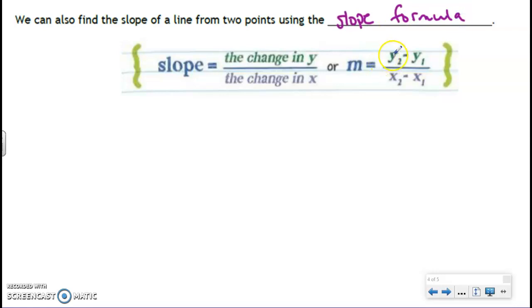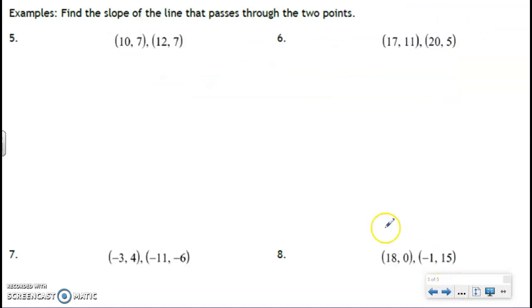Okay, now I typically write y2 minus y1 over x2 minus x1. I think your packet has it switched, so y1 minus y2 over x1 minus x2. It actually doesn't matter as long as you're consistent. So let's go ahead and do this. For our first ordered pair, we're going to label this x1, y1. Okay, it's the first point, and I have x and y. The second point is x2, y2.